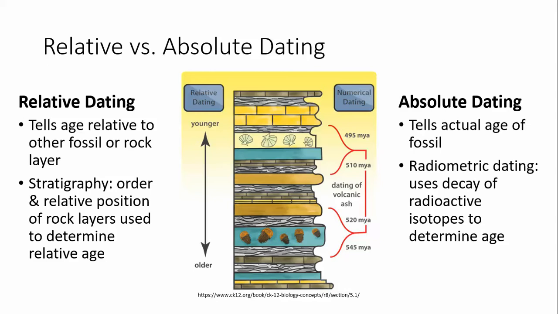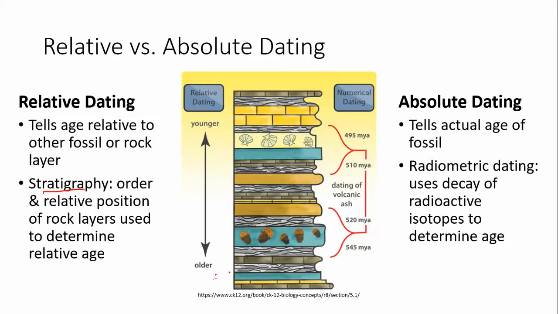So relative dating, like its name says, tells the age relative to something else. Is it older or is it younger than a layer of rock, than another fossil? And that's based a lot of times on stratigraphy, which is looking at the order in which these rock layers are found.